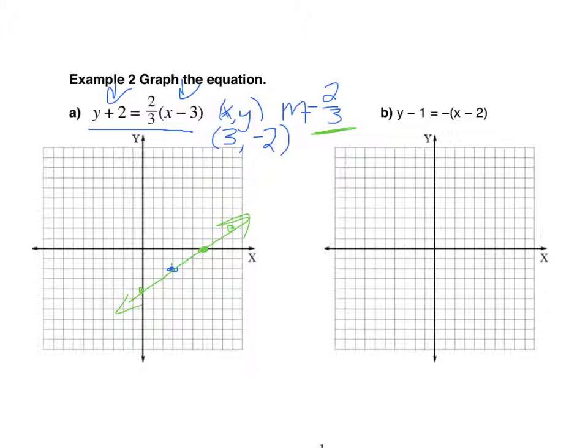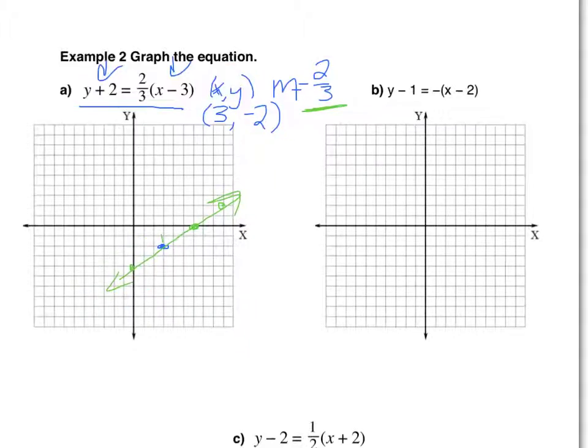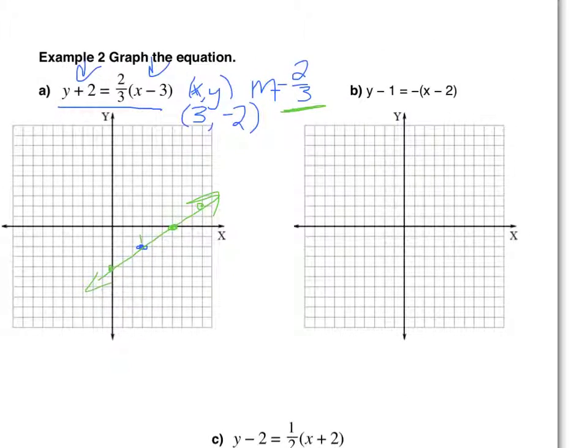Okay, go ahead and pause. Try the next example on your own. I believe there's a letter C here also. Yes, okay, so try the next example, see how you do.